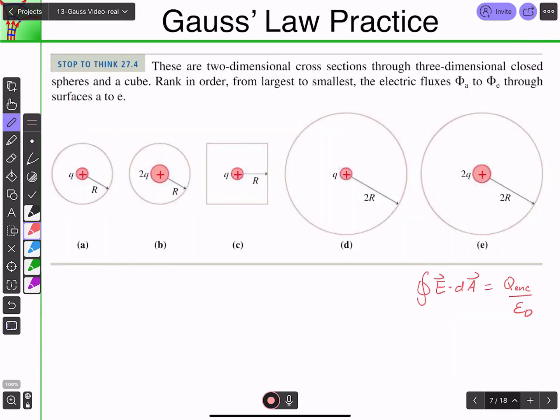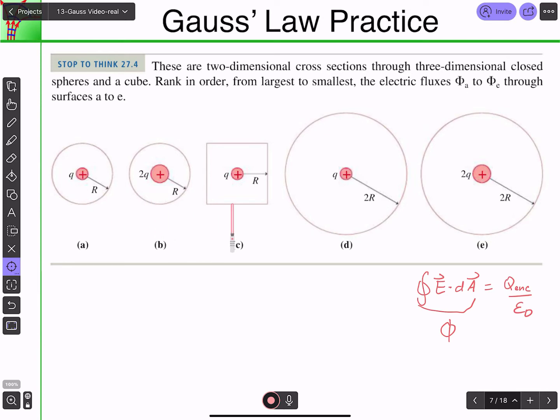So let's look at some simple examples here. I have 5 situations where I have charge inside a Gaussian surface. 4 of the Gaussian surfaces are spheres and one of them is like a cube. It asks to rank in order from largest to smallest the electric flux through each of the surfaces. So remember, the electric flux is just this thing here. This is Gauss's law. It's the integral of E dot dA, that's the electric flux. And the electric flux is directly proportional to Q enclosed. So the more enclosed charge, the larger the electric flux.